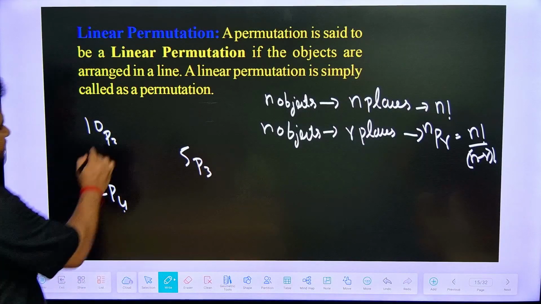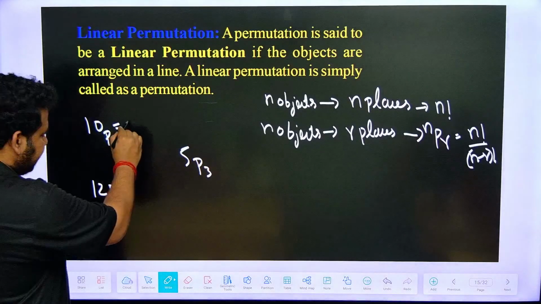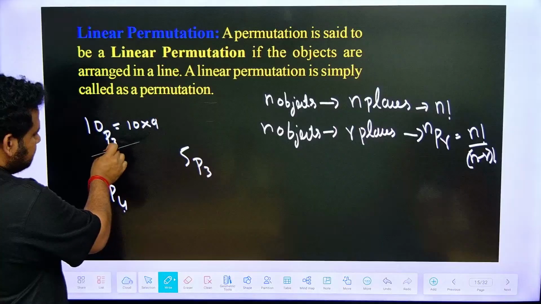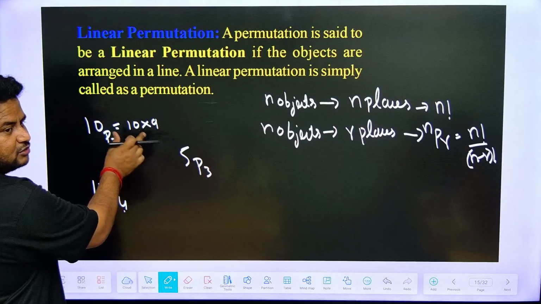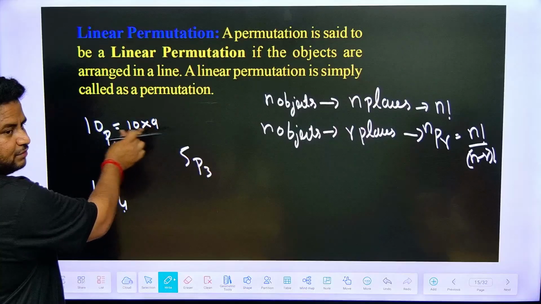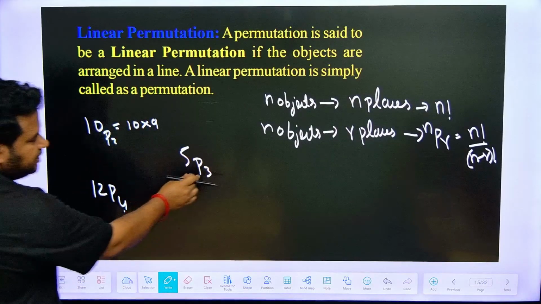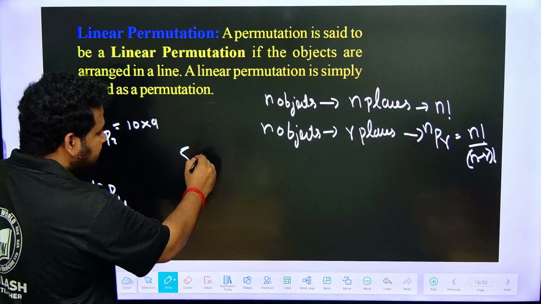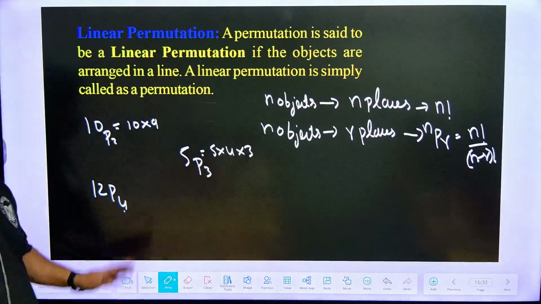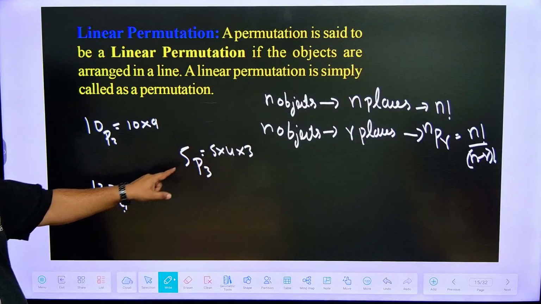10P2 means you will multiply 10 with the next number, so 2 numbers have to be multiplied: 10 and the previous number. 3 means you have to multiply 3 numbers. 5P3 is 5 into 4 into 3. That's all, no need to use the formula. That's the trick.